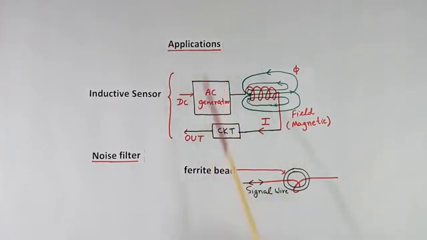One more application of inductor is noise filter. This is a ferrite bead. This is some signal wire. The signal wire will go from inside this ferrite bead and 1 or 2 turns will be there, then it will go outside. This will behave like an inductor and will block noise. Noise will not go from this side to this side or this side to this side. I will show this ferrite bead to you now.